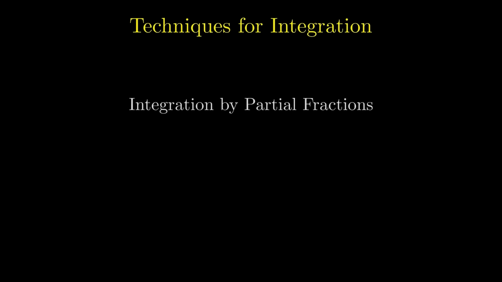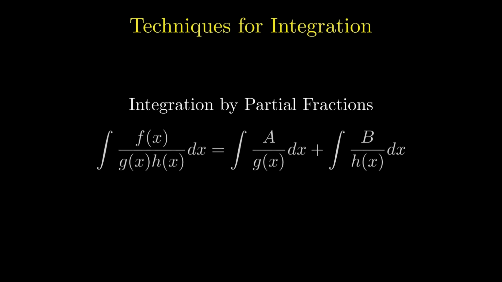Integration by partial fractions. Integration by partial fractions is a technique used to integrate rational functions. It's like breaking down a fraction into smaller pieces that are easier to integrate. The formula for integration by partial fractions is integral f of x over g of x with respect to x equals integral a over g of x with respect to x plus integral b over g of x with respect to x, where the degree of f is less than the degree of g. Let's integrate. Integral 2x plus 1 over x squared plus 3x plus 2 with respect to x.